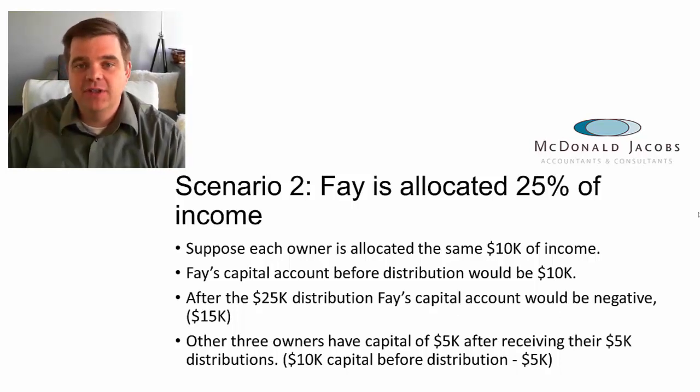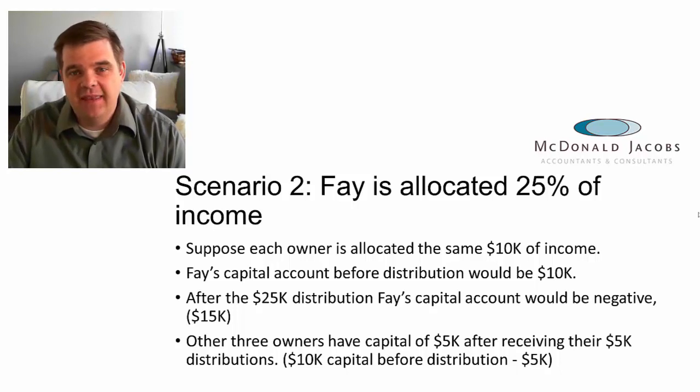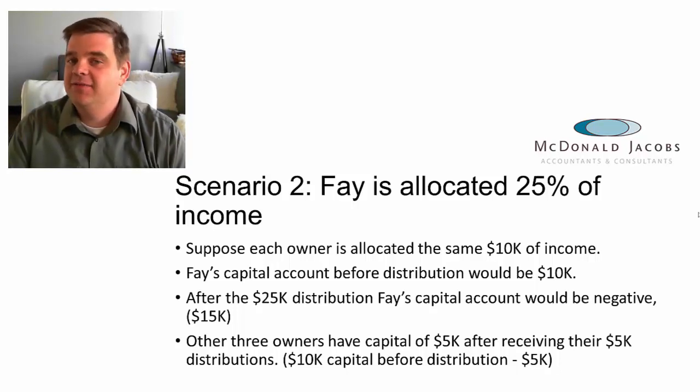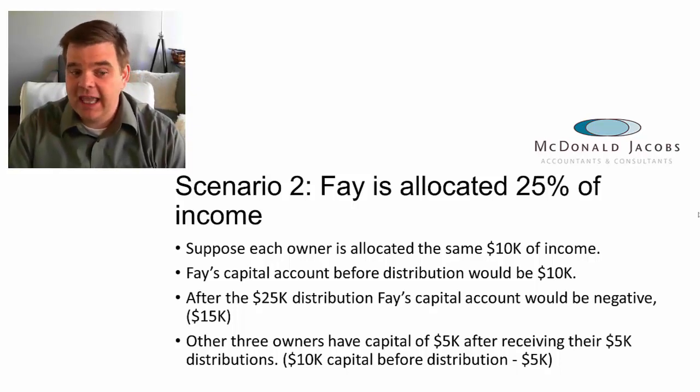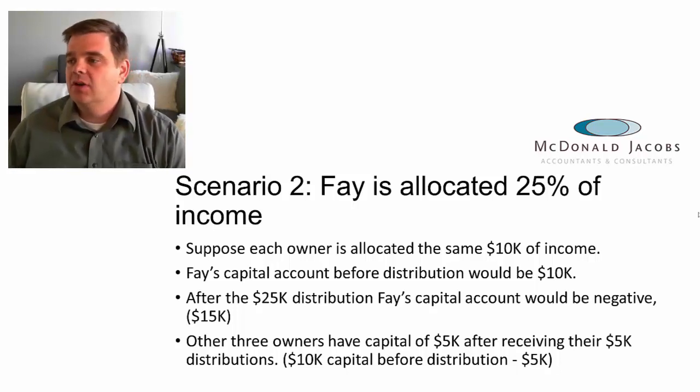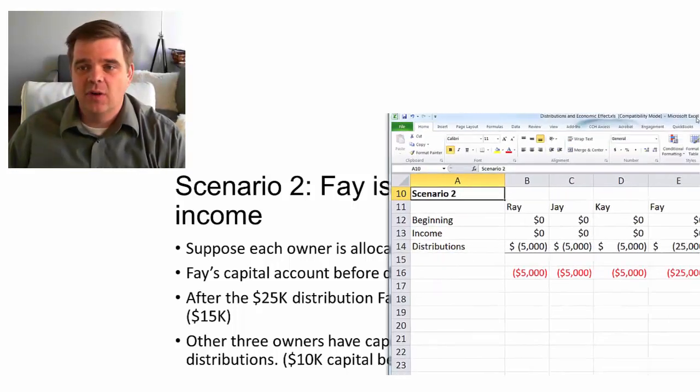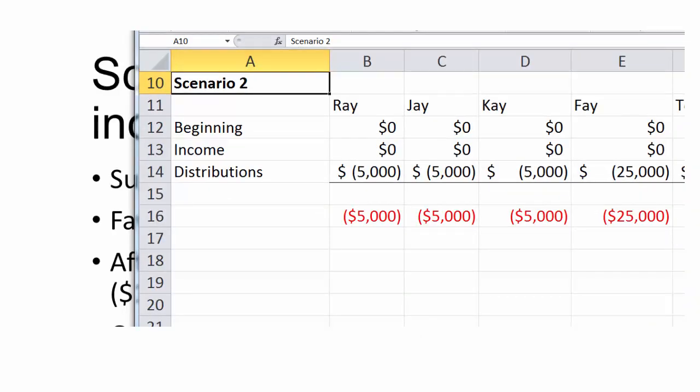What we're trying to say with scenario 2 is two things. We're saying that each member gets an equal share of income, but we're sticking to the fact that Faye gets a larger share of distributions. And the key question that we're going to be looking at with this is, can we do that? Is that fair? So let's bring this over and let's consider what we're saying there.